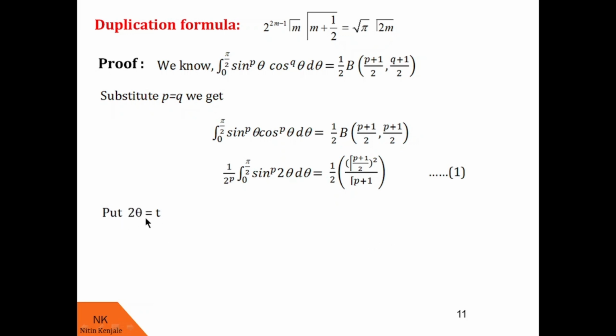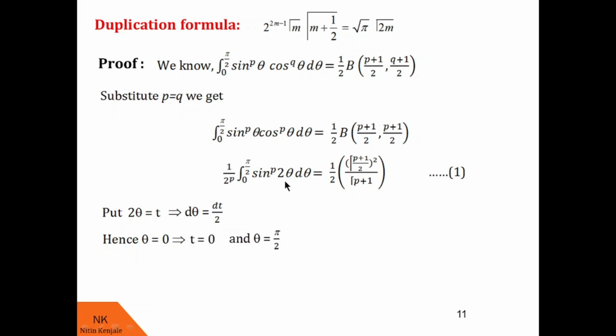Now we put 2 theta is equal to t in this left hand side integral. So d theta will be dt by 2. Let us see the change in limits. When theta is 0, t will also become 0. But when theta is pi by 2, t will become pi.